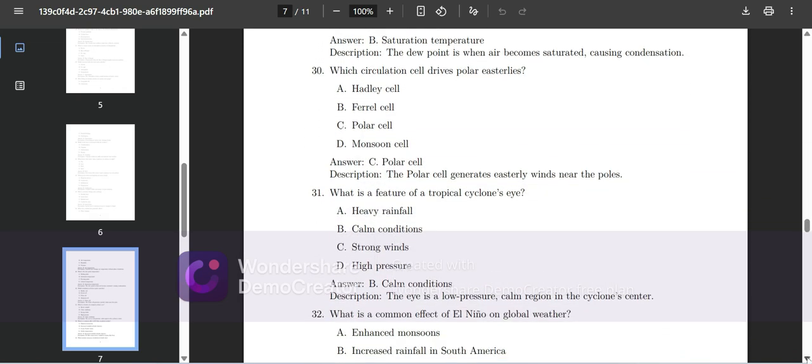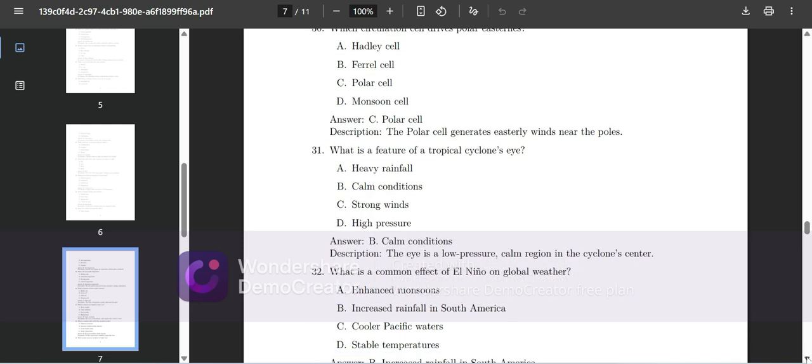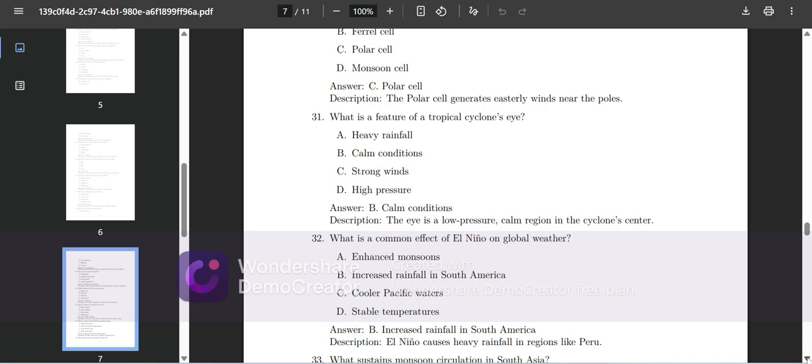Which circulation cell drives polar easterlies? Polar cells. The polar cell generates easterly winds near the poles.